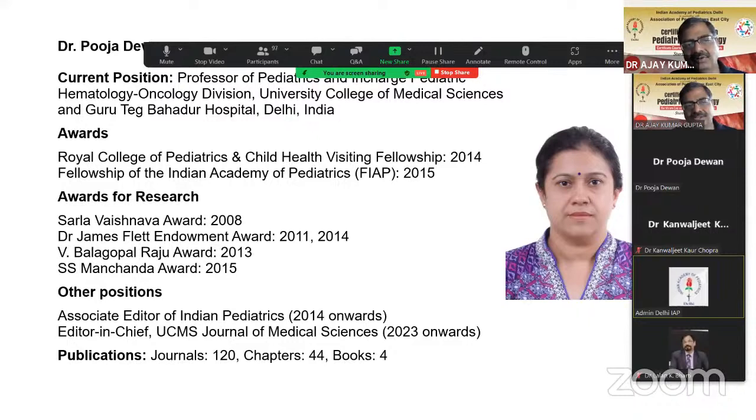She is an awardee of Royal College of Pediatrics and Child Health Visiting Fellowship in 2014. And she is also a fellow of Indian Academy of Pediatrics in 2015. She has received various awards like Sala Vaishnav Award, Dr. James Flett Endowment Award, V. Balagopal Raju Award, S.S. Manchanda Award in 2015.